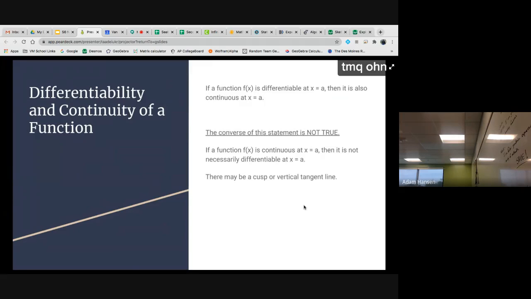So here is a true statement. If a function is differentiable at some point, then it is also continuous at that point. Differentiability implies continuity. If a function is differentiable there, then it's continuous there. If I can find the slope of the graph there, it has to be continuous there.